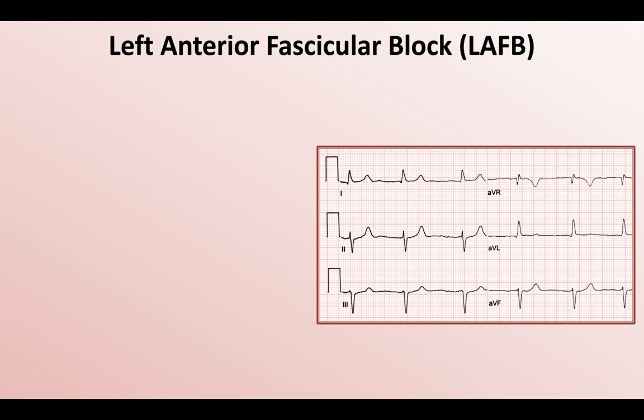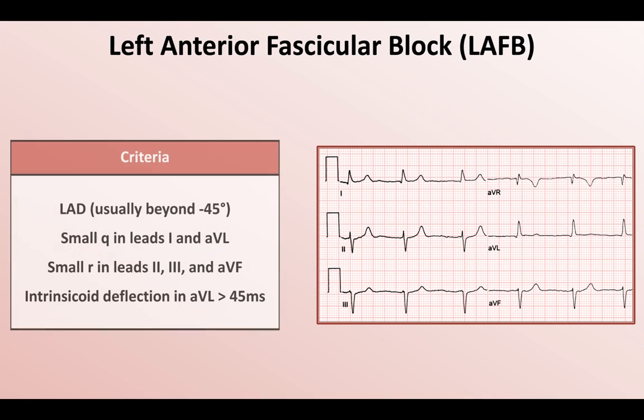Specific criteria for a diagnosis of left anterior fascicular block include a left axis deviation, usually beyond negative 45 degrees, a small Q wave in the lateral leads of 1 and AVL, a small R wave in the inferior leads 2, 3, and AVF, and an intrinsicoid deflection in AVL that is greater than 45 milliseconds. If you are not familiar with the concept of intrinsicoid deflection, it is discussed in my EKG lecture on chamber enlargement.